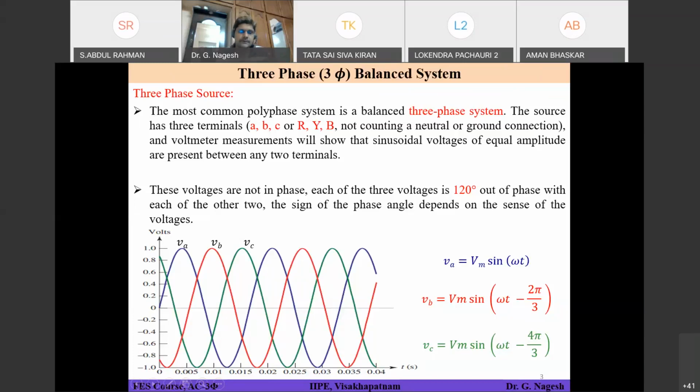Can anyone guess what could be the line voltage? What is the meaning of line voltage and what could be the line voltage in India? No idea. Okay. So line voltage is around 230 into root 3. So it is around 440 volts, or 430 volts around it will come. Anyway, we'll discuss all those things.